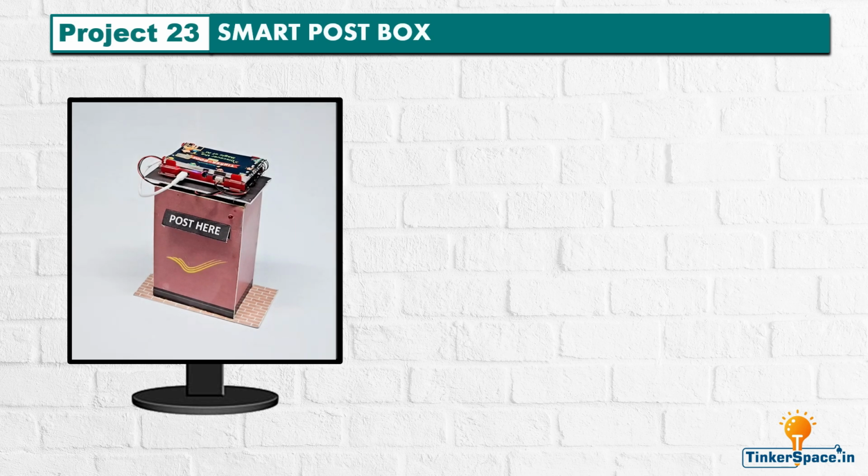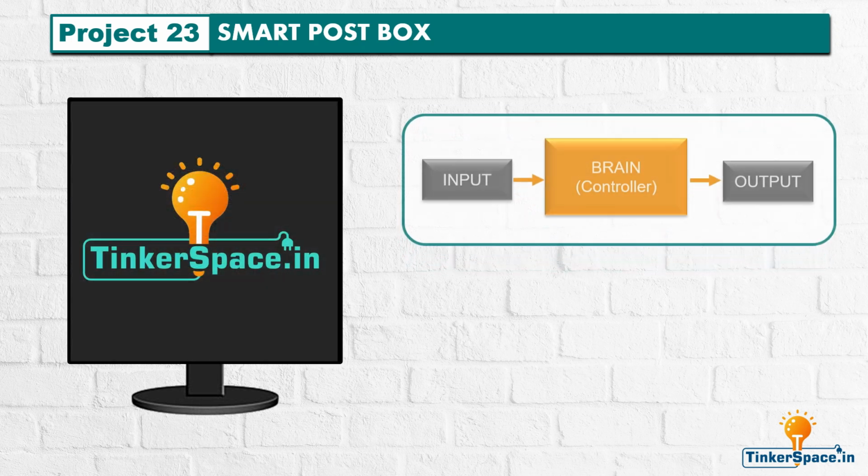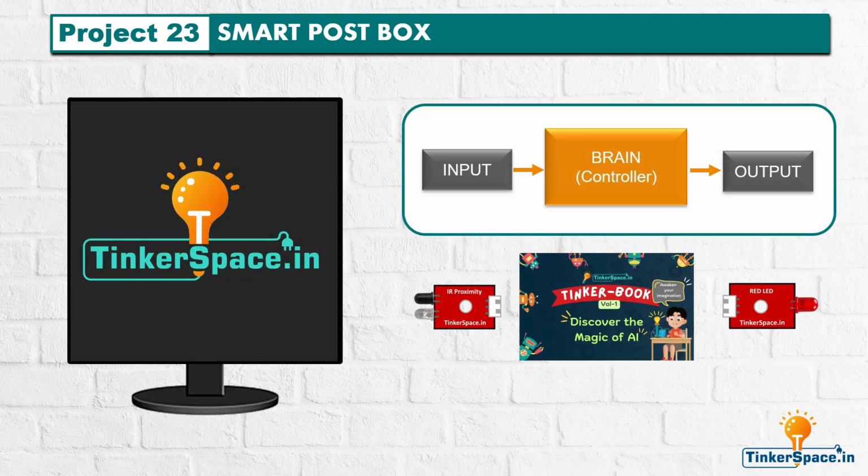Smart Postbox. This project creates a postbox that lights up when a mail is delivered. In this project, we use the TinkerBook Volume 1 as the controller. The IR proximity sensor is used as the input. Its function is to detect when mail is placed inside the box. The red LED is used as the output. Its function is to light up when a new mail is detected.